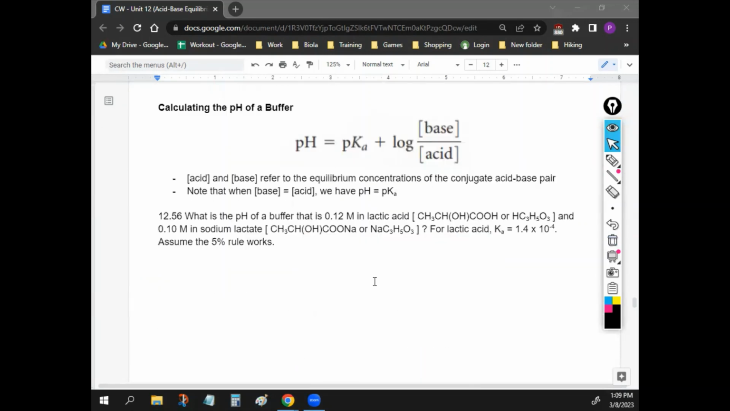Okay, so we're gonna be talking about how to calculate the pH of a buffer now. So copy down this equation. We're gonna go over how to do this. So copy down this equation, and then I'll show you guys how to solve problems like this.